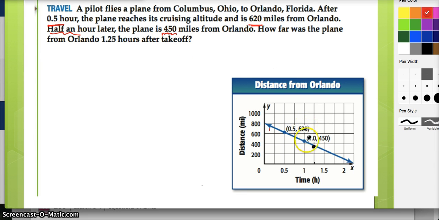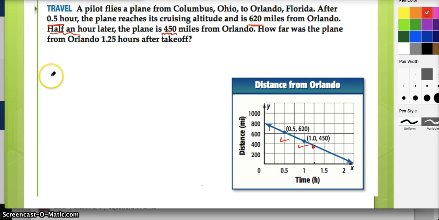How far was the plane from Orlando 1.25 hours after takeoff? And you can see this dot here refers to that time. I just put that there. Let's do that. So 1.25, or 1 hour and 15 minutes after takeoff, we want to know what this value is. From the graph, we can kind of eyeball it and see that it's going to be somewhere less than 400. But how do we find the exact answer? There's a couple ways to handle this, but the way that we're going to deal with it is we're going to use these 2 points here to figure out what the slope is.